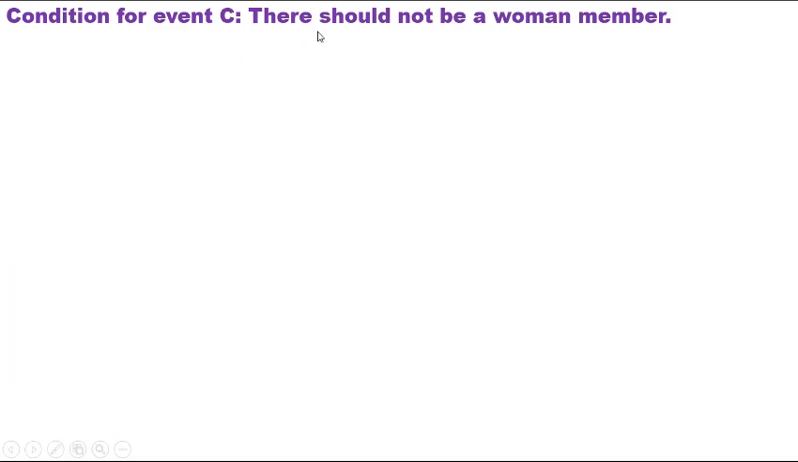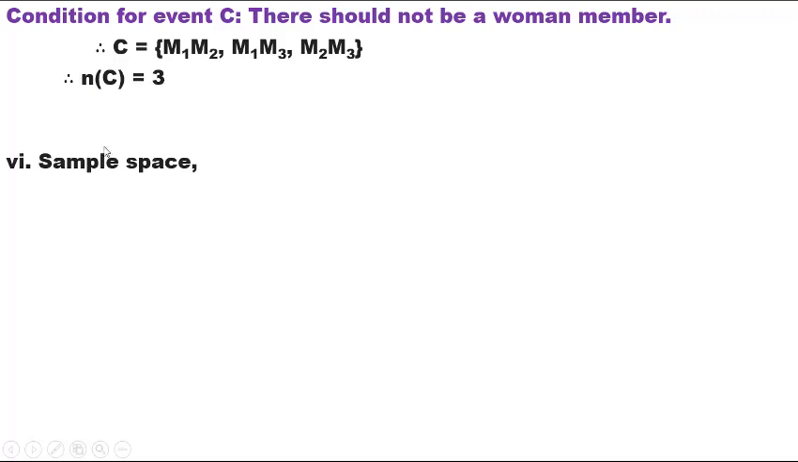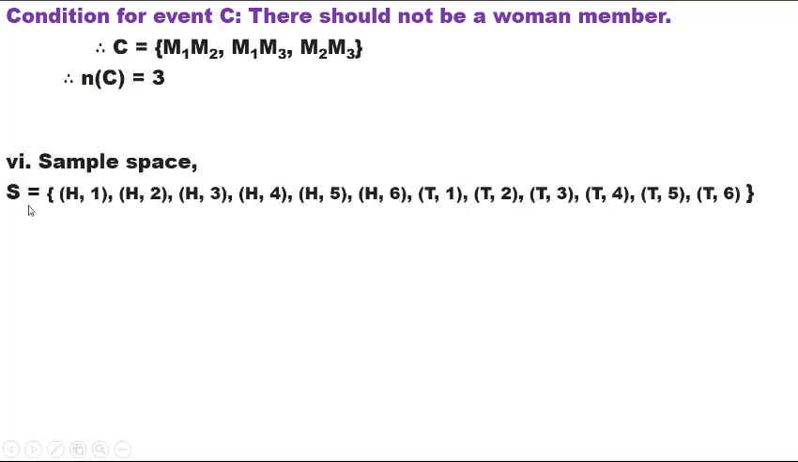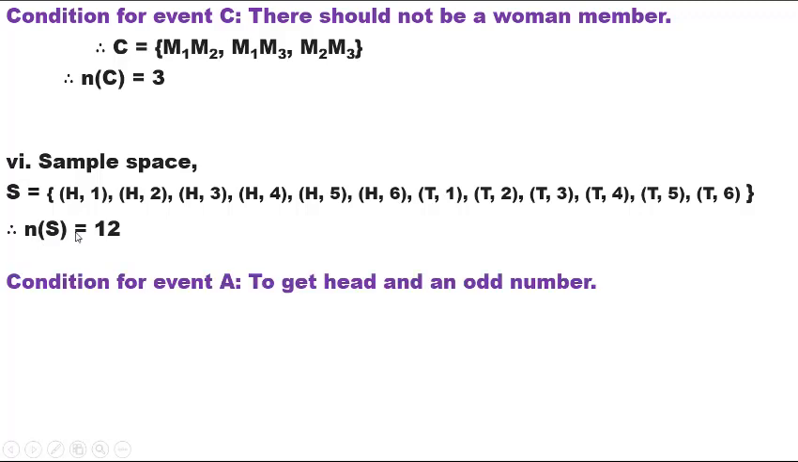Conditions for event C: there should not be a woman member. M1M2, M1M3 and M2M3. Therefore, number of the sample points of set C is equal to 3. Sample space S is equal to H1, H2, H3, H4, H5, H6, T1, T2, T3, T4, T5 and T6. Number of the sample points of the set S is equal to 12.